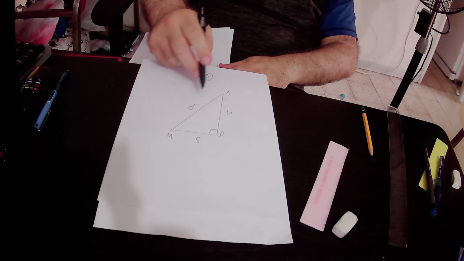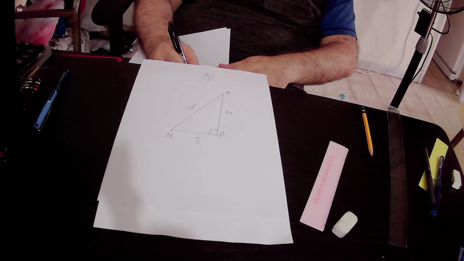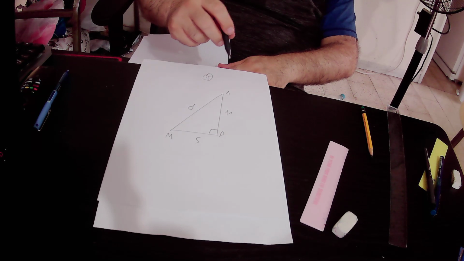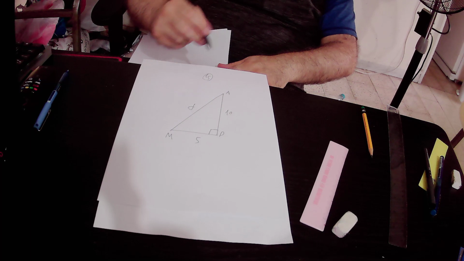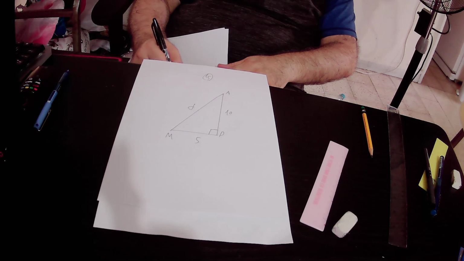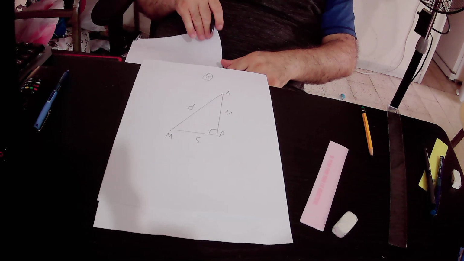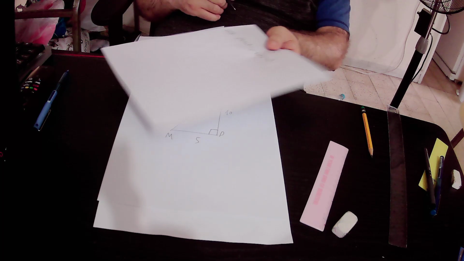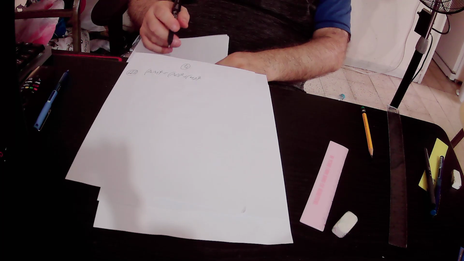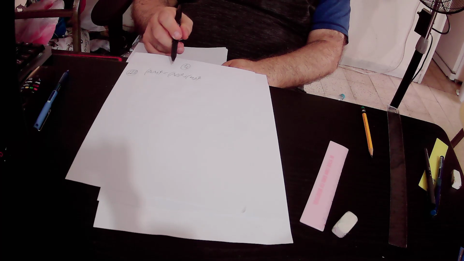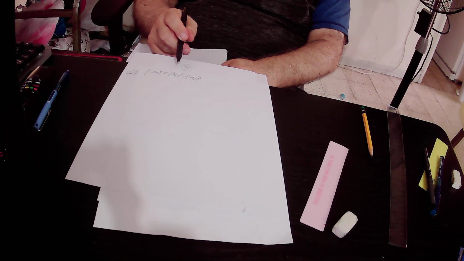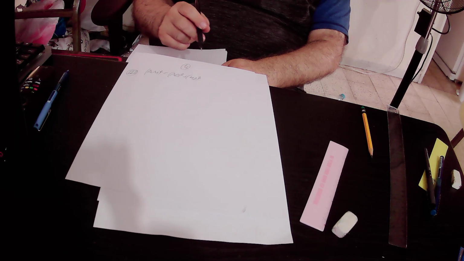The square of the hypotenuse is AM square, equals the sum of the squares of the perpendiculars. That is to say, equals AD square plus MD square. This will be our third equation. So our third equation states that AM squared, the square of the hypotenuse, equals the sum of the squares of the perpendiculars, AD square plus MD square.